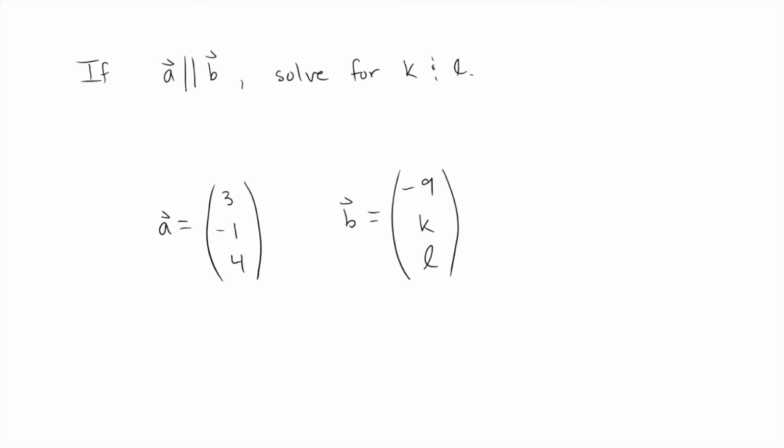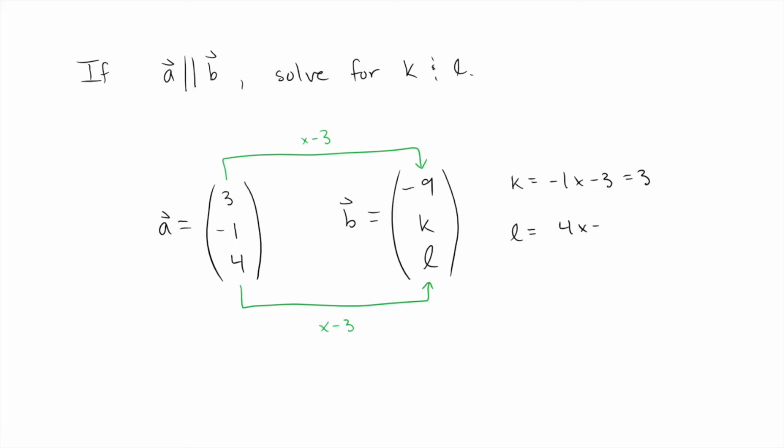Now what you would do in a question like this is really just recognize if they are parallel, there is some scalar multiple that links the two. And so I look at that x component, because that's the component I have in both vectors. And I recognize if I multiply the vector A by -3, it gets me to the component in vector B. So that must be the scalar multiple that links them. So if I use that same scalar multiple to find the other values, then what I realize is that k must be equal to -1 times -3, so 3, and L must be equal to 4 times -3, or -12. So I can solve for missing parameters that way.